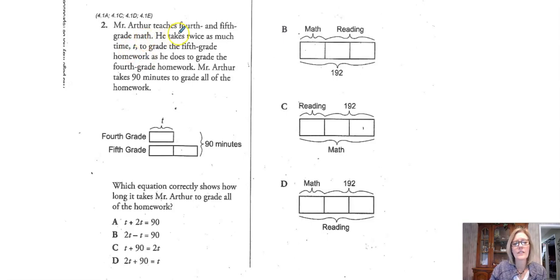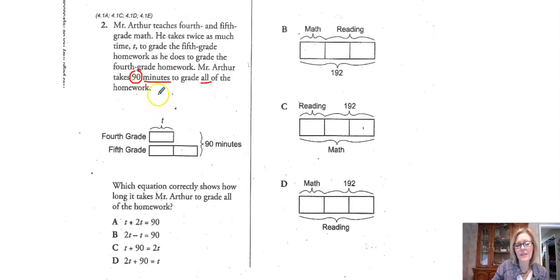Mr. Arthur teaches 4th and 5th grade math. He takes twice as much time, T, to grade the 5th grade homework as he does to grade the 4th grade homework. Mr. Arthur takes 90 minutes to grade all of the homework. Now, so we know that this is like our total, right? So I want to remember Mr. Arthur takes 90 minutes for all of it.